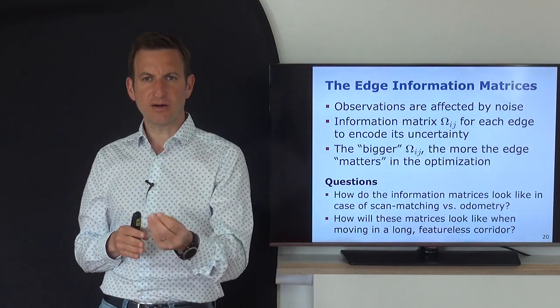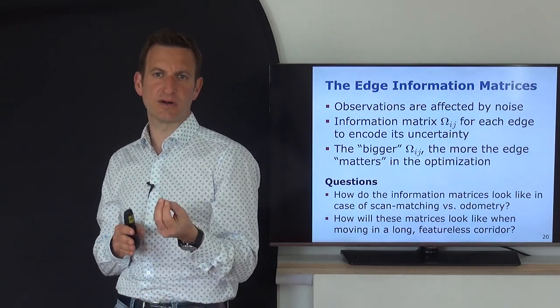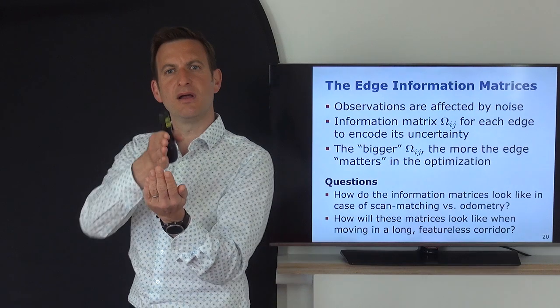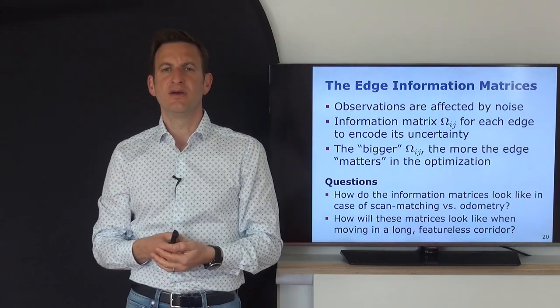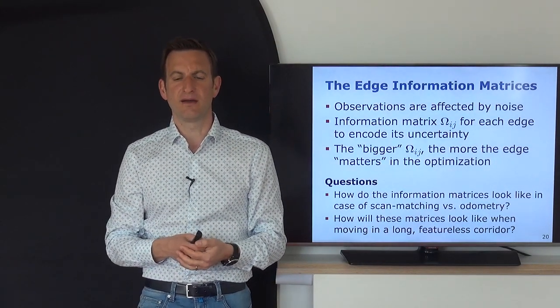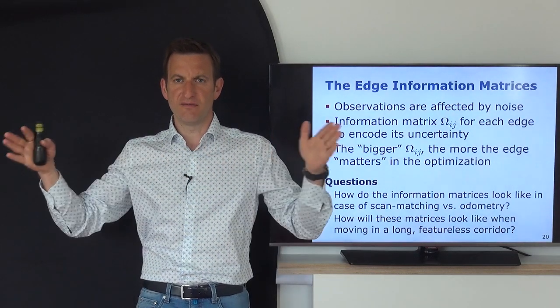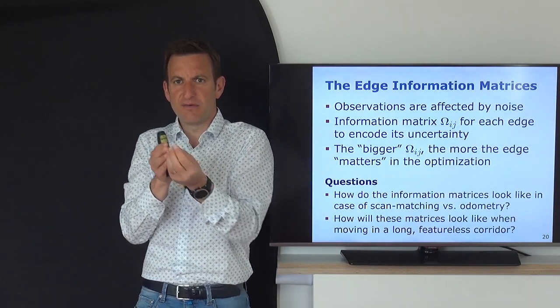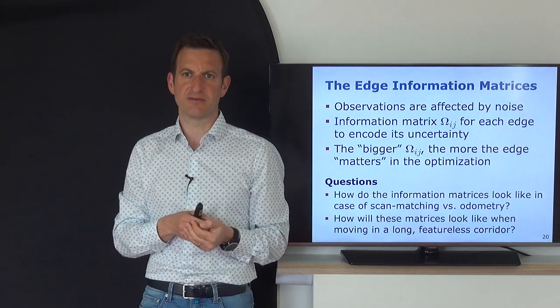But what is hard to estimate is where you're moving along that corridor. So you have a very high uncertainty along the main axis of the corridor. You would expect a covariance matrix which is very narrow to your right hand side, but very long and stretched along the main axis of your corridor.